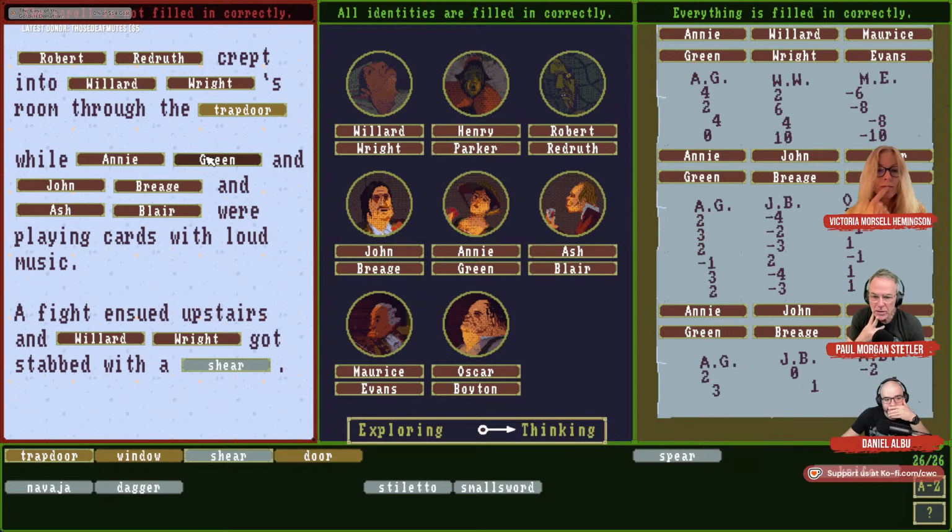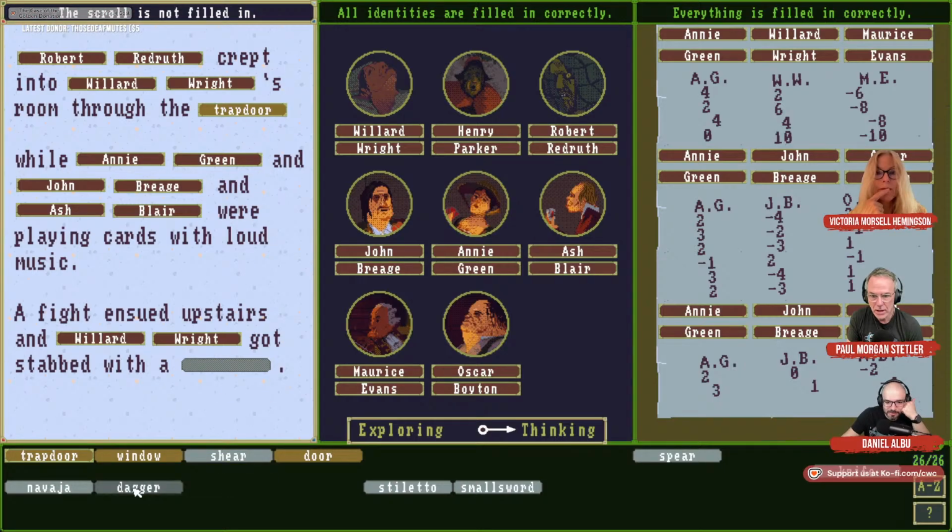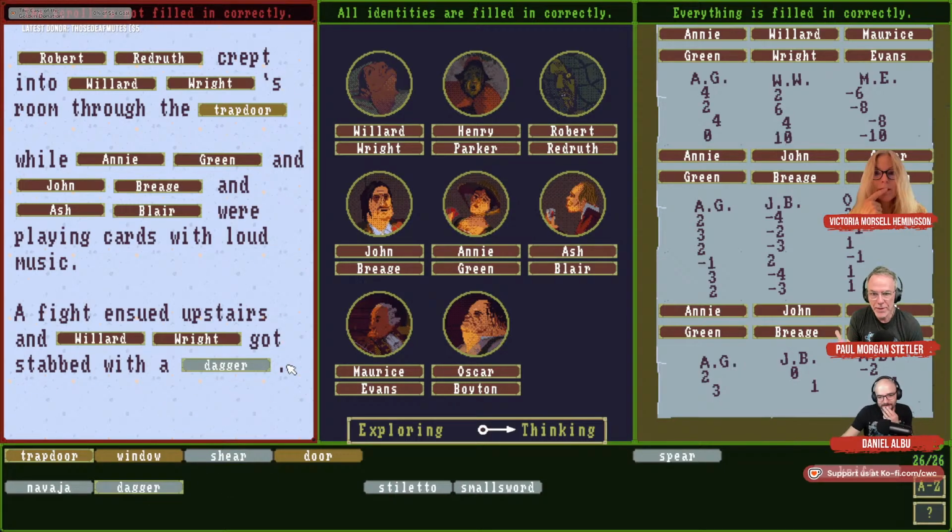Let's try a dagger. And it has to be Willard Wright. It has to be correct, right? I think it doesn't have to be Robert Redruth, though. We could figure out. So I think that we have the three people that are in the card game. I think that's correct. Let's try dagger because we haven't tried that yet. Yeah, let's brute force it. And then we just need a different person at the beginning. Who else could have crept into Willard's room?